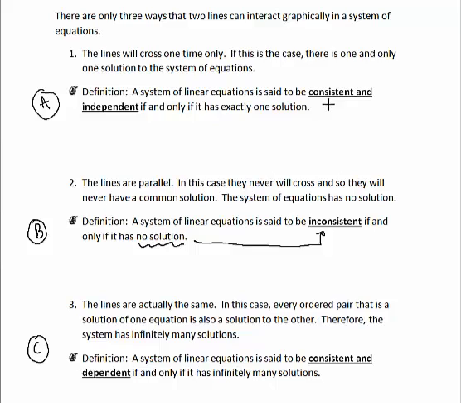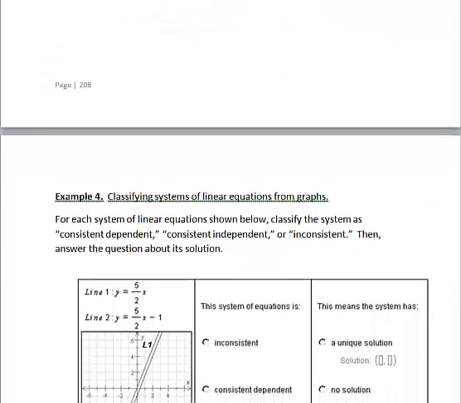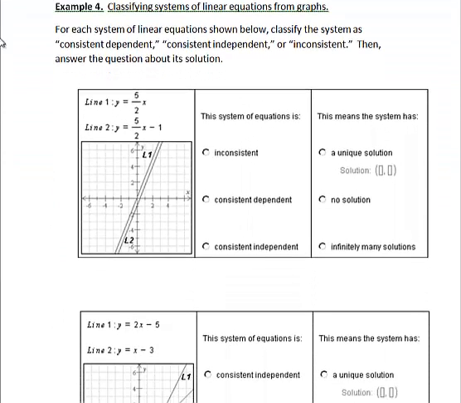But then the first one had only one solution, so it's independent. And then the third one had infinitely many, so we call it dependent. Okay, but if there's no solution, inconsistent. So for example 4, we simply want to name or label the type of system it is.